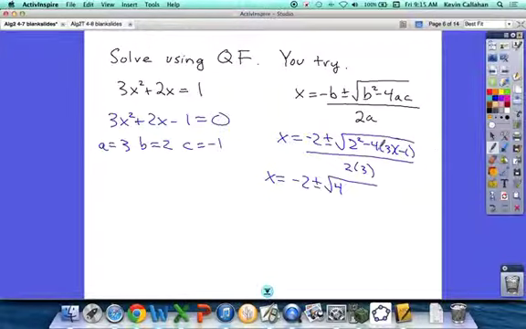You know, that's a minus 4 times 3 times negative 1. That's going to be like minus a negative, which makes it a plus. So it's actually plus 4 times 3, 12. Another place where we can have problems.